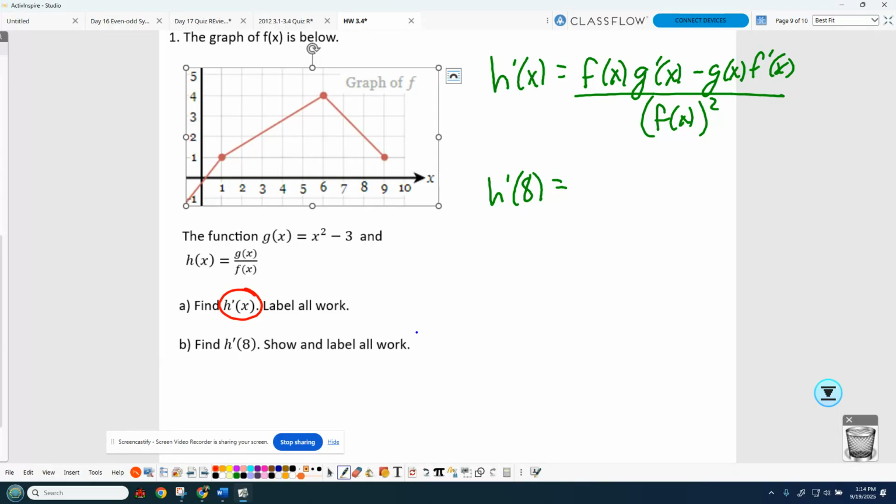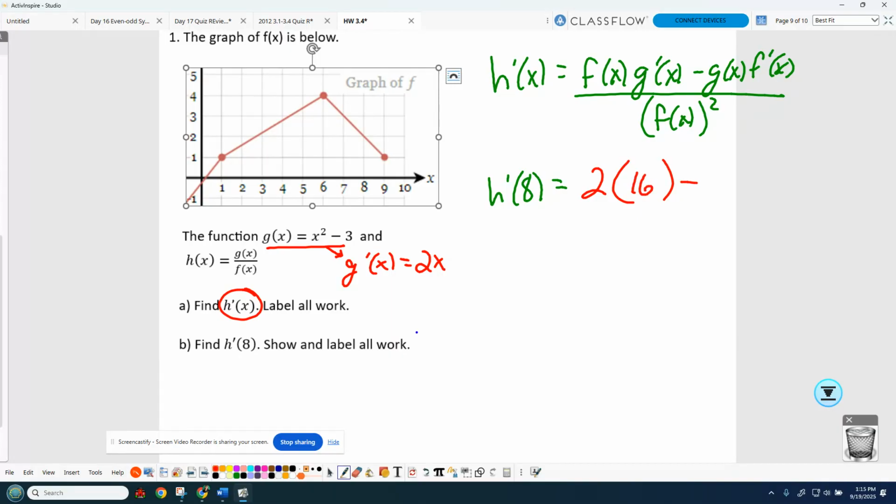Okay, so now that I have the alphabet soup, f of 8. Here's my graph. What is f of 8? 2. When x is 8, the y value is 2. G prime of x. Michael, what's g prime of x? 2x. Wilkie, what is g prime of 8? 16.